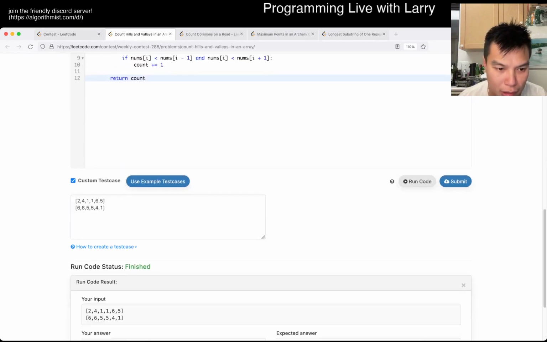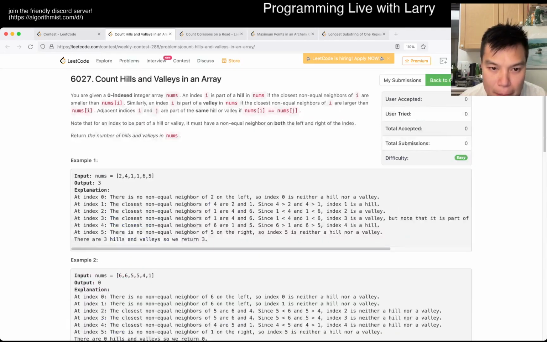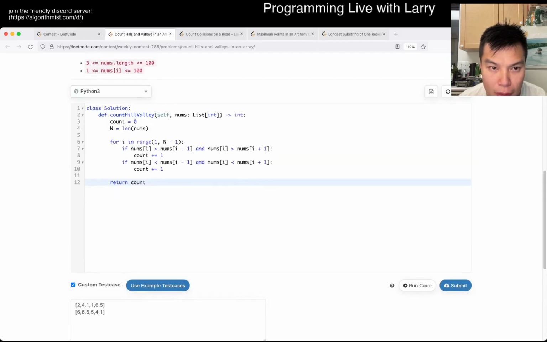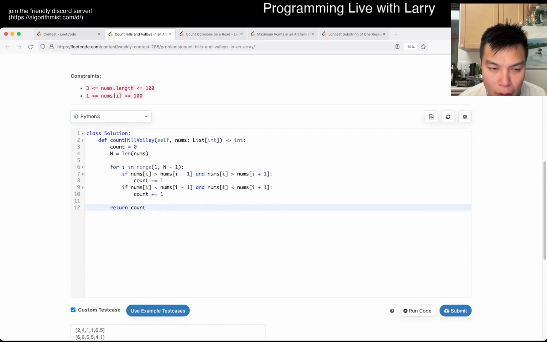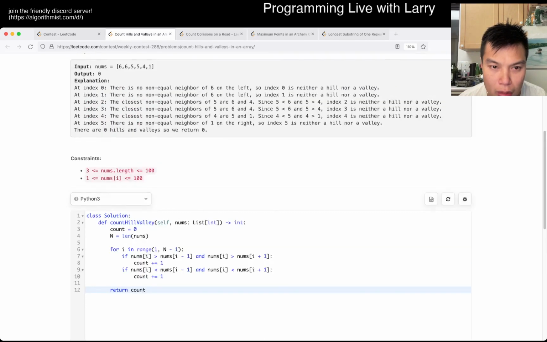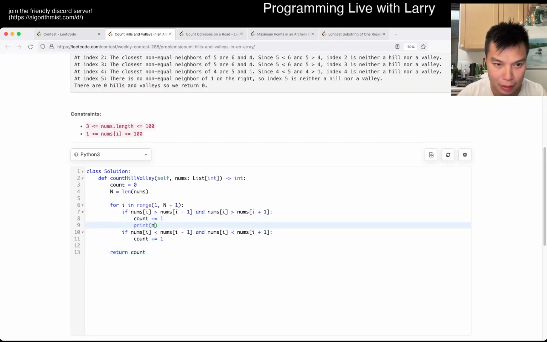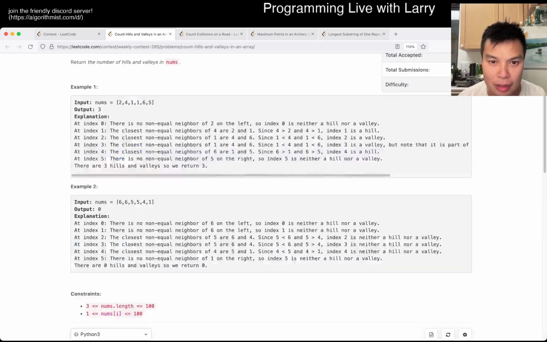Why 3 and not 2? Did I miss something? Huh? Wow, I have to debug an easy one, that's kind of sad. But why?